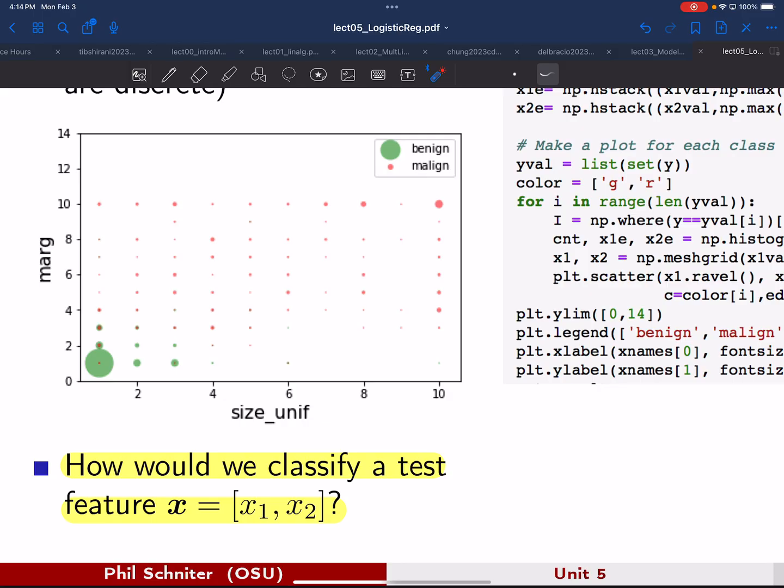Okay, we could make a boundary. For example, maybe we could make a boundary like this. And then if it's on this side of the boundary, we'd say benign. But if it's on this side of the boundary, it's malignant, right? And so depending on where a given feature pair lines up, that would be malignant, this would be benign. Okay, yeah, that's exactly what we're going to do.